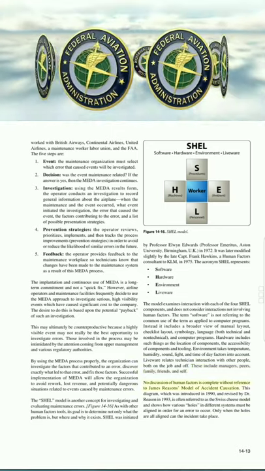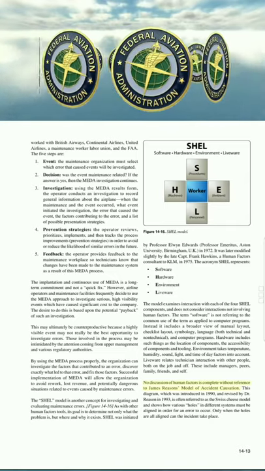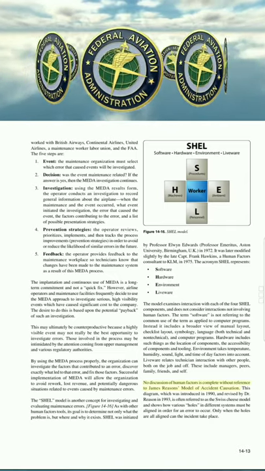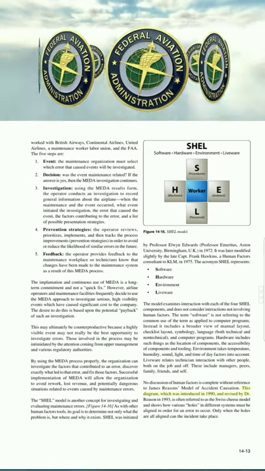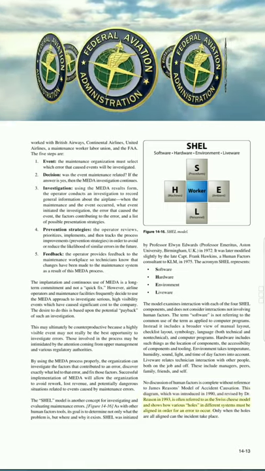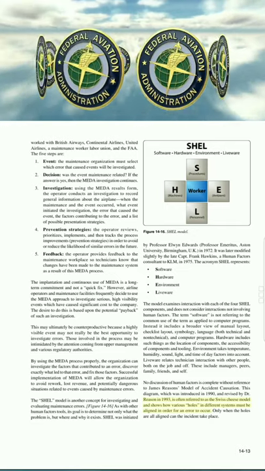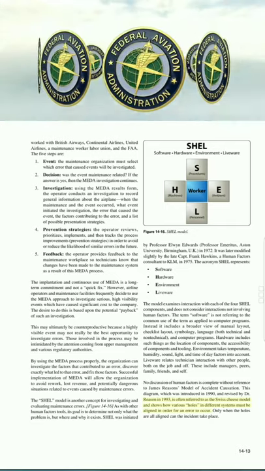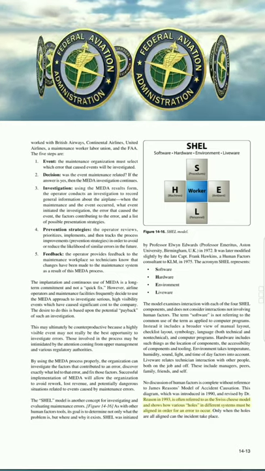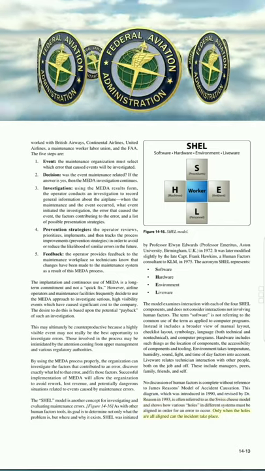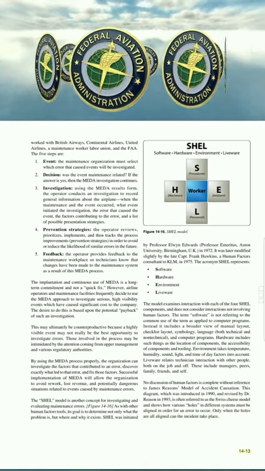No discussion of human factors is complete without reference to James Reason's model of accident causation. This diagram, which was introduced in 1990 and revised by Reason in 1993, is often referred to as the Swiss cheese model and shows how various holes in different systems must be aligned in order for an error to occur. Only when the holes are all aligned can the incident take place.